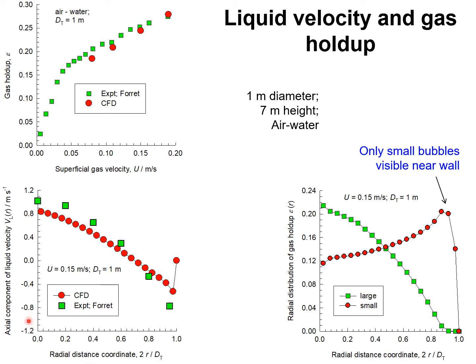In this graph, we show the axial component of the liquid velocity as a function of the radial distance coordinate. This is the center of the column. This is the wall, and the CFD simulations are shown by the red circles, and the green squares are the experimental data obtained by Foray.